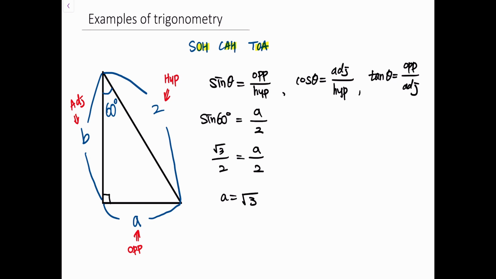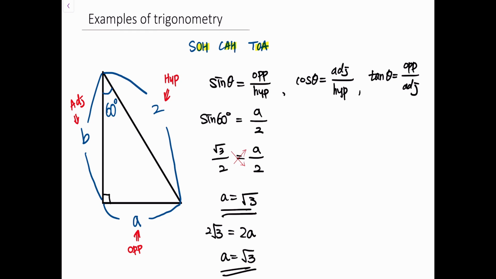Or you can do cross multiplication to find what A is, which gives the same answer of rad 3. When you do the cross multiplication, you will see 2 rad 3 is equal to 2 times A, which is 2A. So the A value is equal to rad 3, which gives the exact same answer.